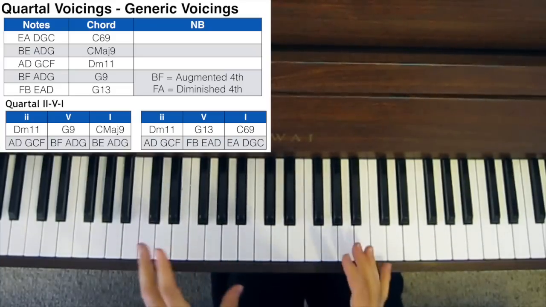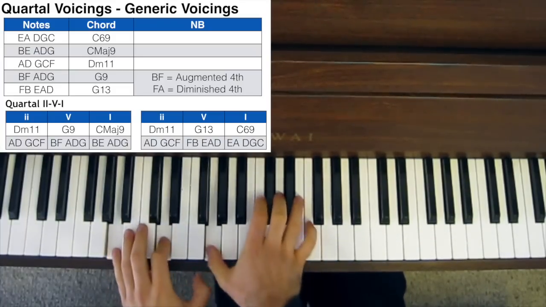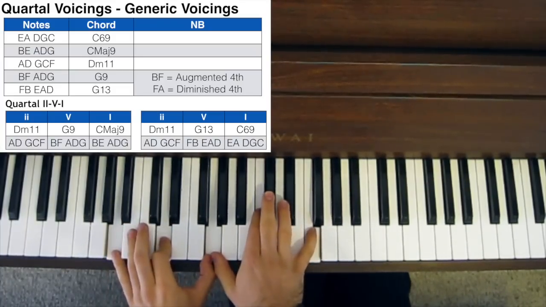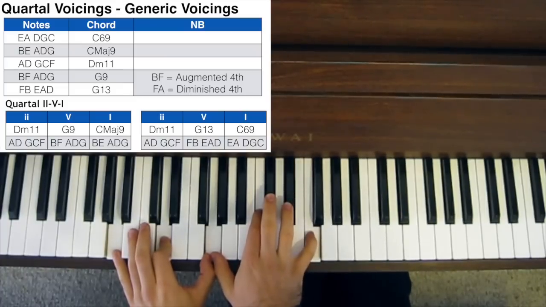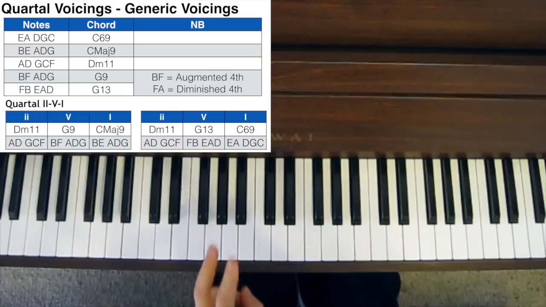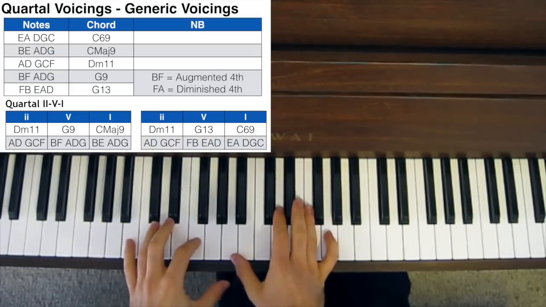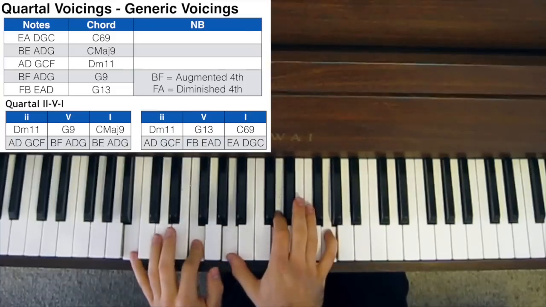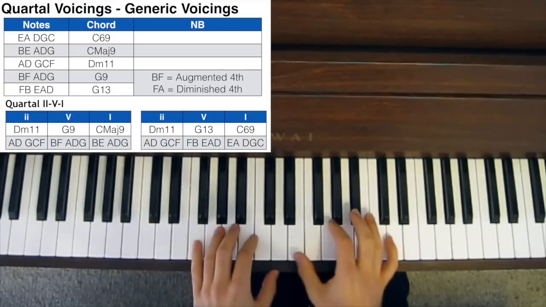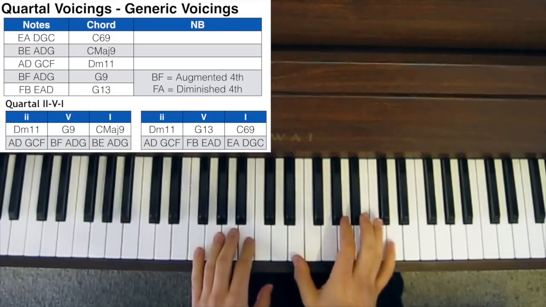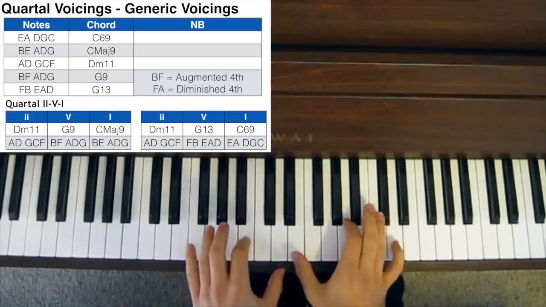Our generic minor quartal chord voicing looks like this. So that's a D minor 11 with the 3rd on top. And then our 2 generic dominant chords look like this. The first one is a G9, and it looks like that. And our second one is a G13, and it looks like this.